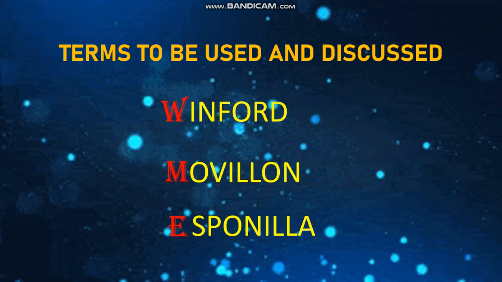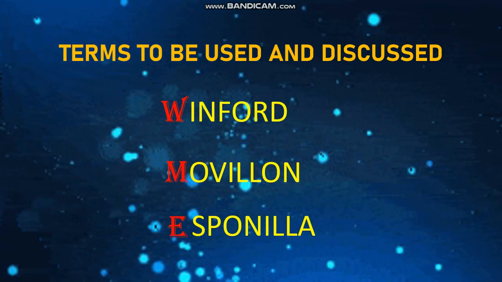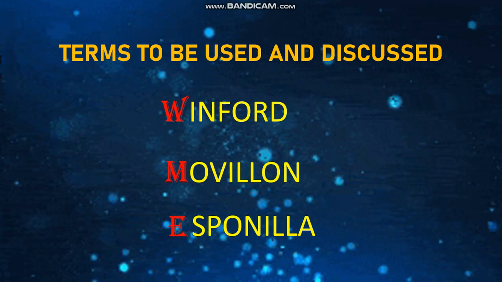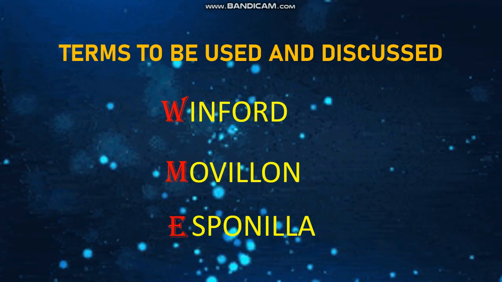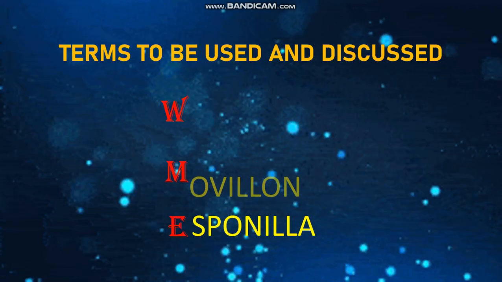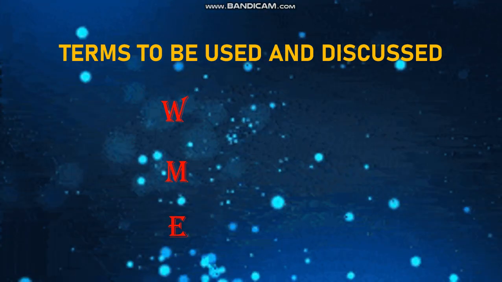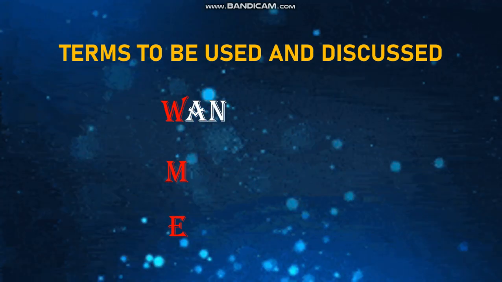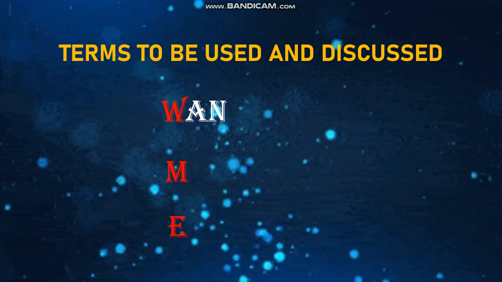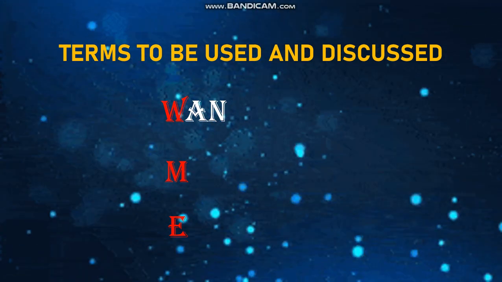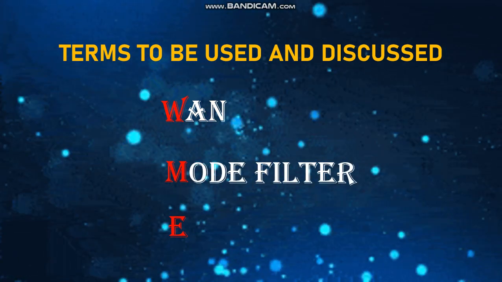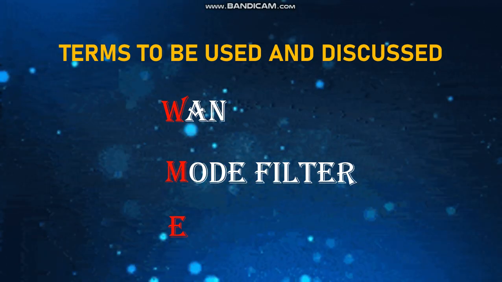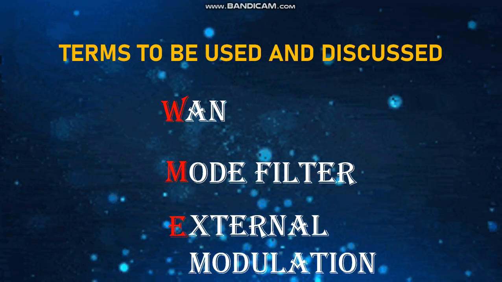Terms to be used and discussed. This performance task is all about the fiber optic terms and definitions. We are tasked to choose three terms based on the initial letters of our first name, middle name, and last name. For the first term, based on letter W, I chose WAN. For the middle name, based on letter M, I chose mode filter. And for my last name, based on the letter E, I chose external modulation.